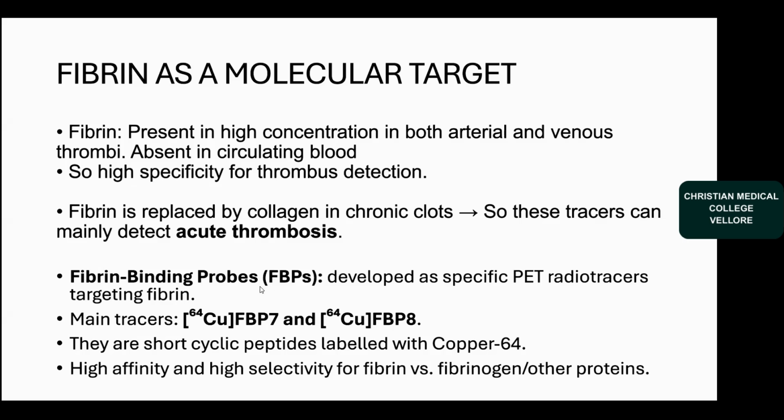If we look at fibrin binding probes, FBP, they are specific PET radiotracers developed to target fibrin. Commonly the major ones are FBP 7 and 8 tagged with copper 64. They are short cyclic peptides labeled with copper 64. They have high affinity and high selectivity for fibrin, whereas they do not bind fibrinogen or fibrin degradation products. They are highly specific for fibrin, that is the activated fibrinogen, only the fibrin.